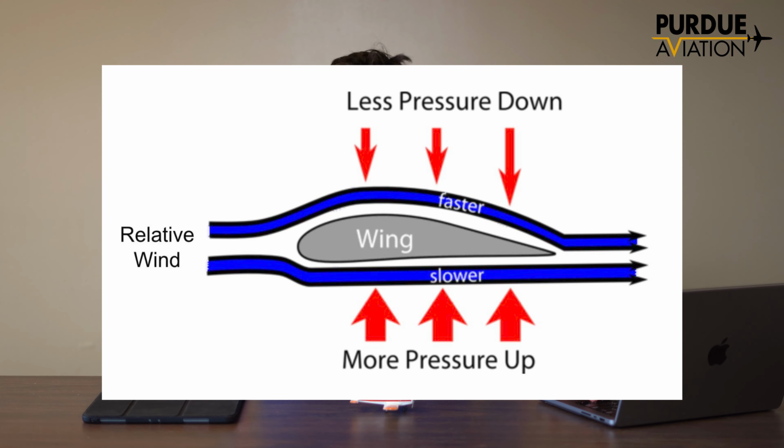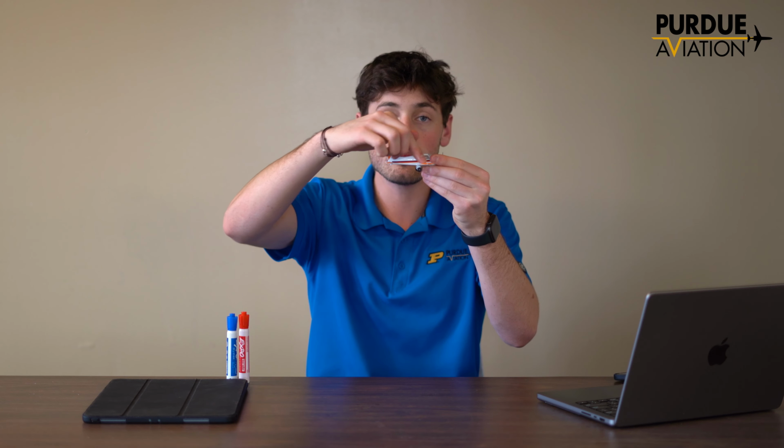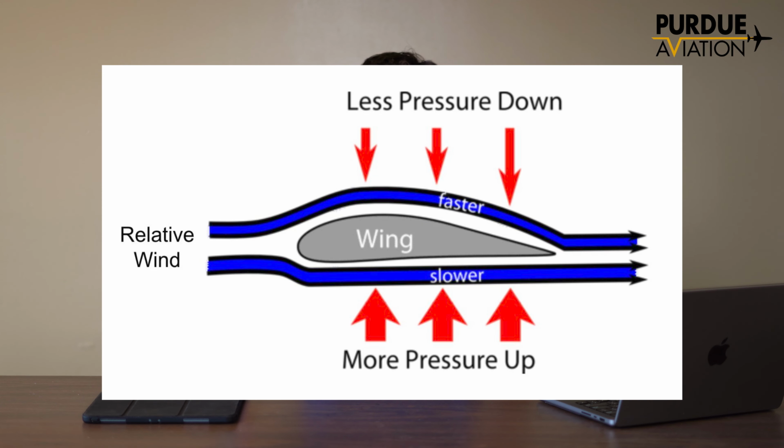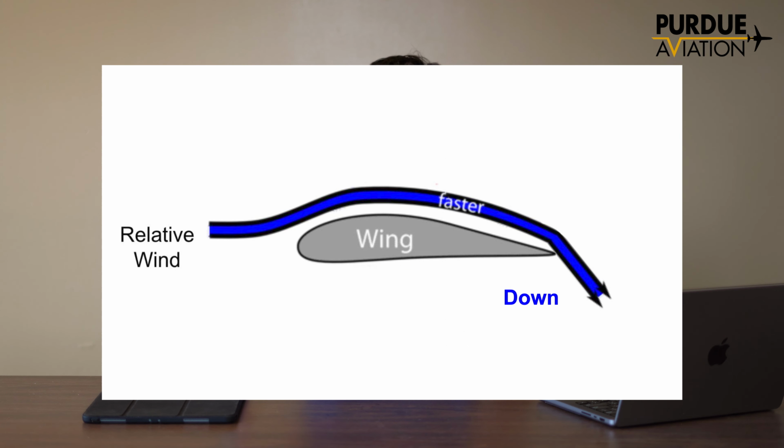So, when applying this to the same airfoil, the same shape we've been looking at, we know that as the air moves over the wing and over to the back, that downwash, that downflow of the air is moving generally in the down direction. And the opposite of down is nothing but up.